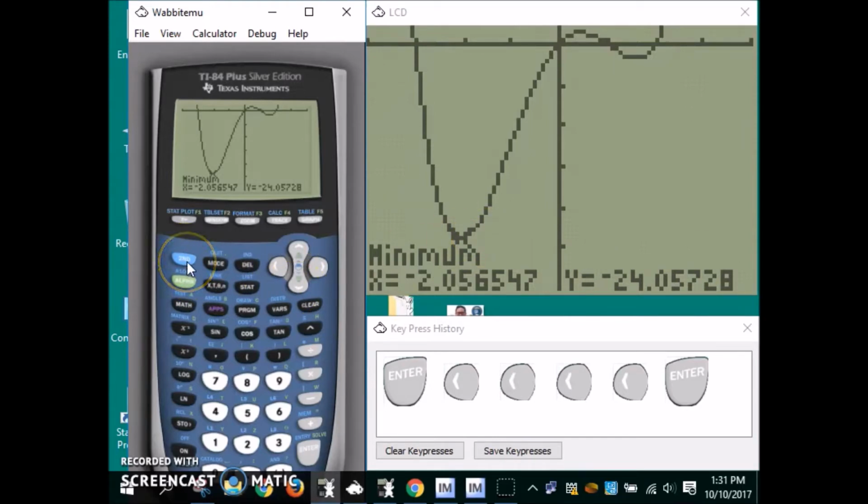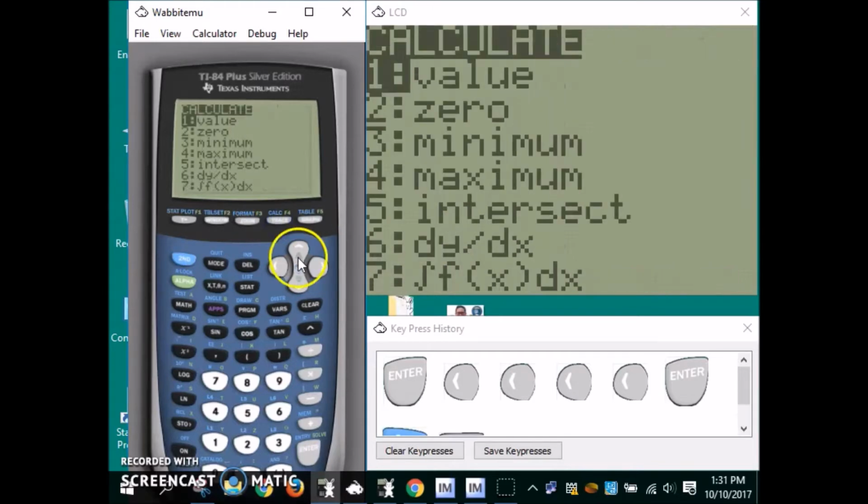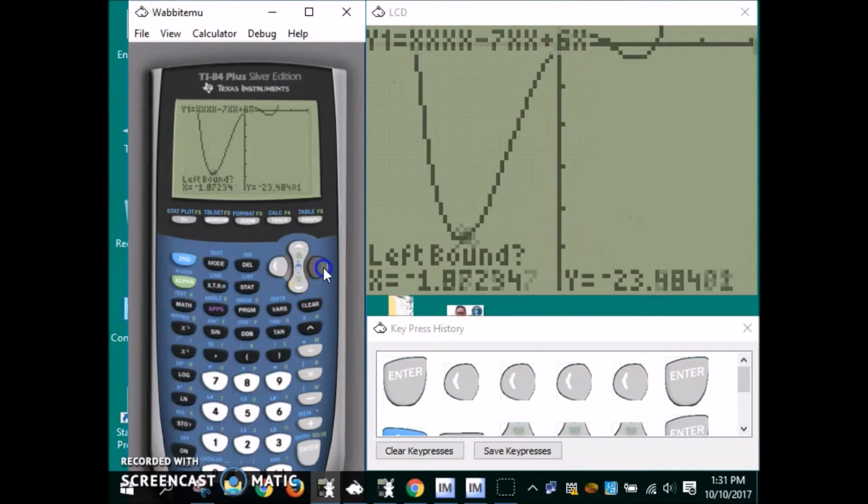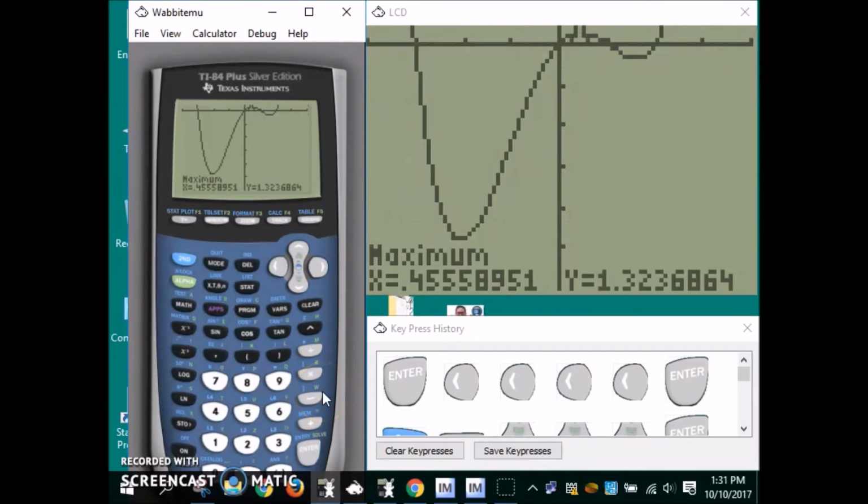And you can go ahead and calculate the maximum. Same thing. Second trace. Hit maximum. Go up here, enter, go to the right. It can even be extreme, as long as you know somewhere in the middle. Raise your hand if you got a maximum at 0.45 and y equals 1.32.